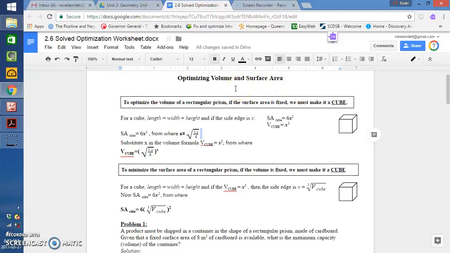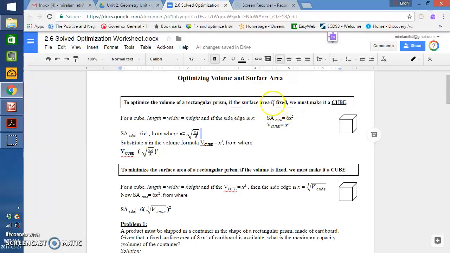Hello everyone. In this video we will optimize the volume and surface area of rectangular prisms and cylinders. I'm going to start first with the rectangular prisms. We know that in order to optimize the volume and surface area of a rectangular prism, we must make that prism a cube. Now let's see how we're going to approach these kind of problems when we have the surface area fixed and we need to see what is the maximum value for this given surface area.